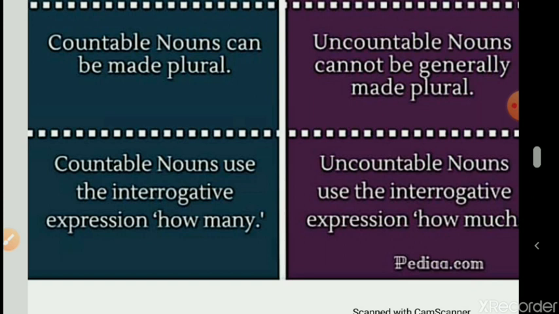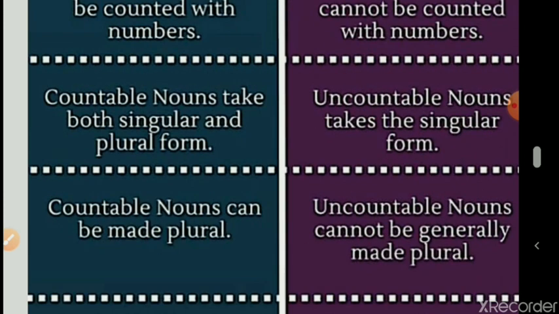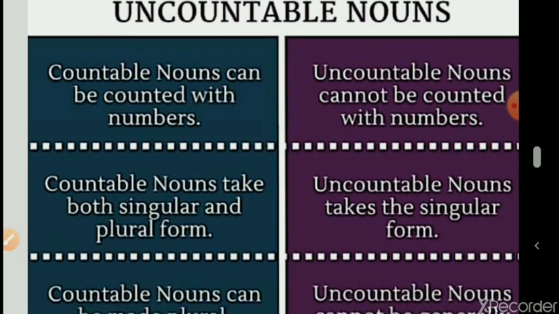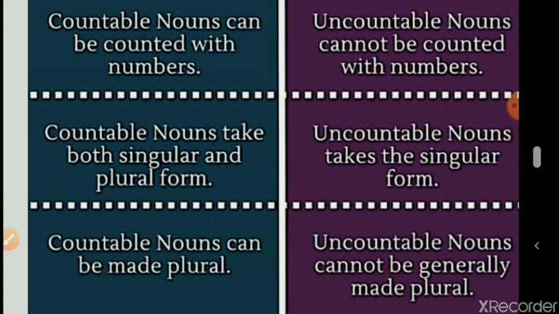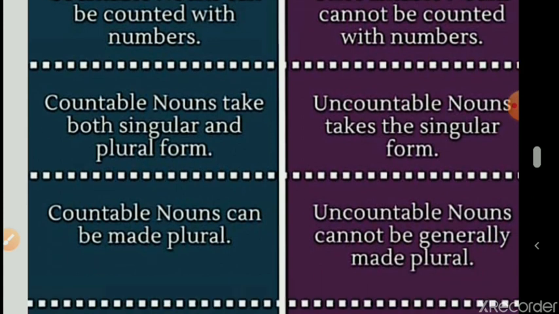How much, बेटा, जहां भी आएगा आप याद रखिएगा कि uncountable nouns के लिए how much यूज किया जाता है और how many यूज किया जाता है countable nouns के साथ. So this was the difference between countable nouns and uncountable nouns. Once again, we'll revise. Countable nouns can be counted with numbers. Uncountable nouns cannot be counted with numbers. Countable nouns take both singular and plural form. Uncountable nouns take the singular form of verb.